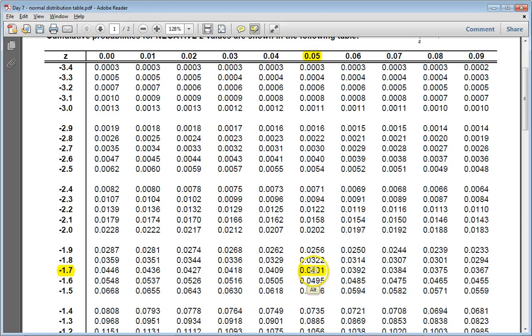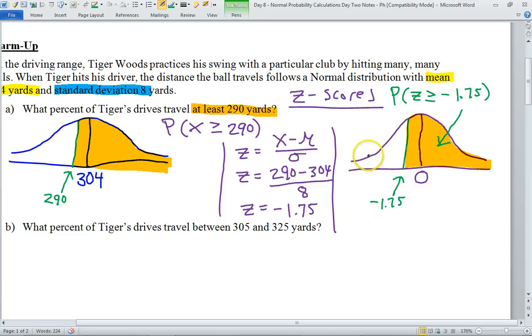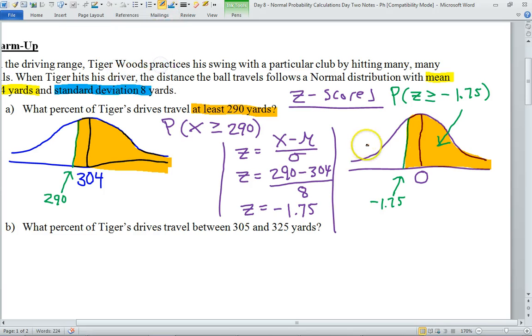0.0401. So that's what's going on over here. On this side I've got 0.0401. That's the left side, but I want the right side. So what am I going to have to do?